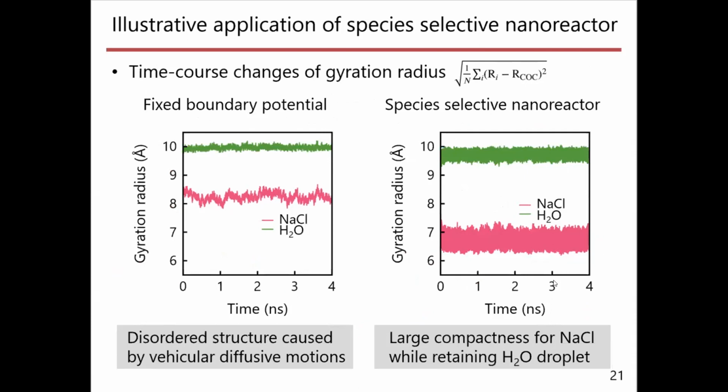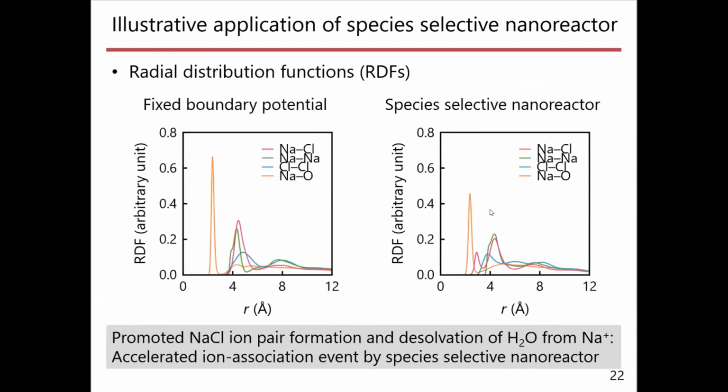And here, as shown in the initial and final snapshots, the production run was performed for 4 nanoseconds of sampling. If we didn't use the species-selective nanoreactor method, this kind of disordered structure was obtained. While by using the species-selective nanoreactor method, this kind of ionic core-like species was obtained.